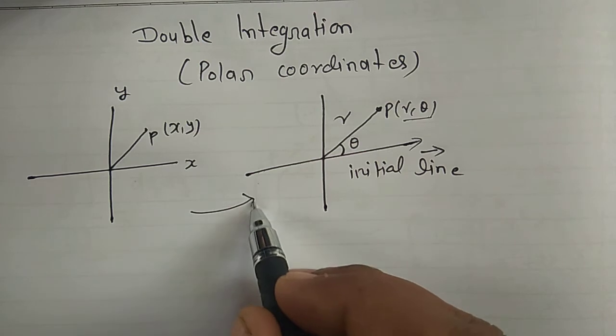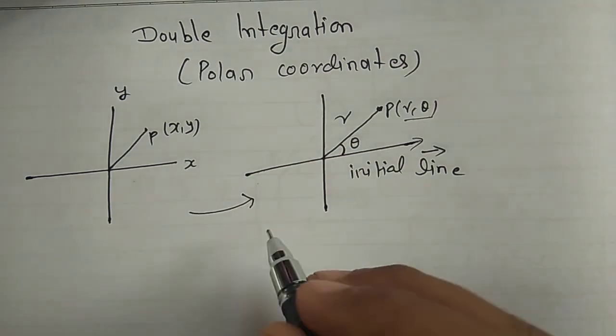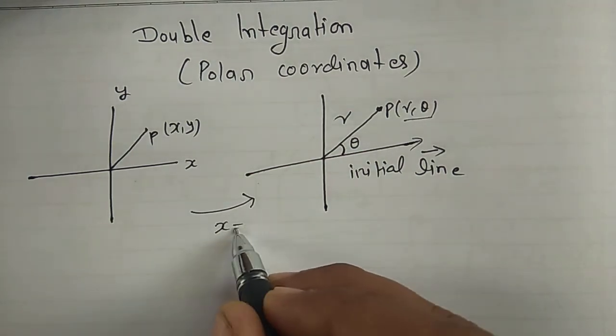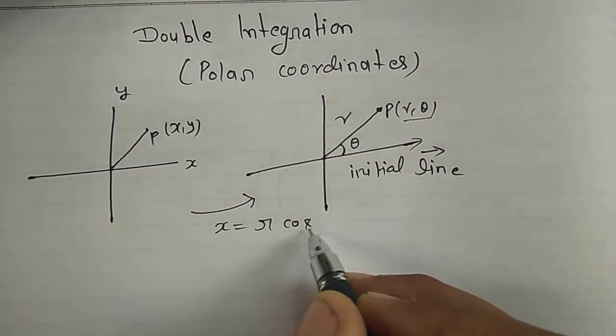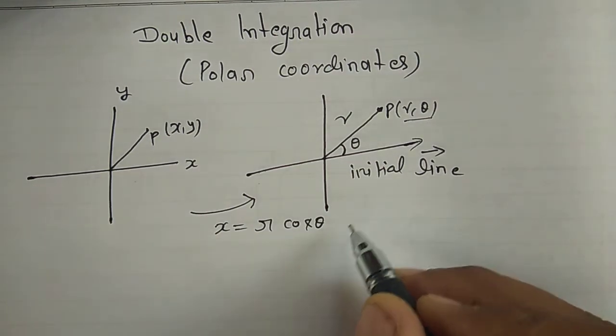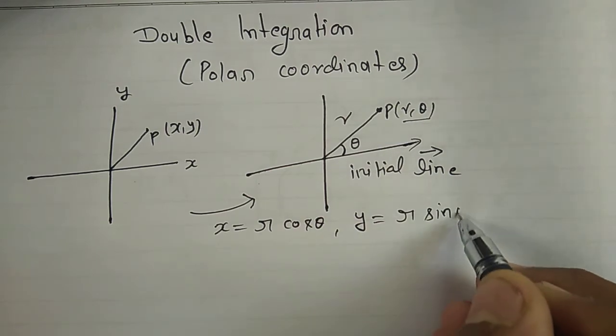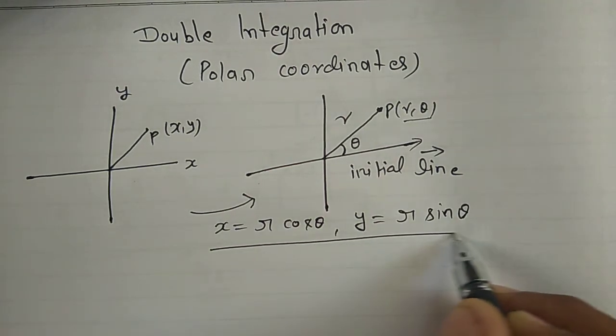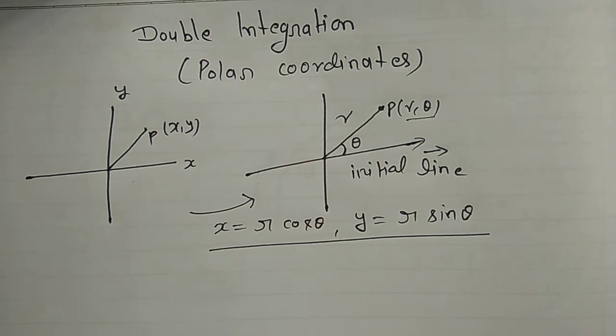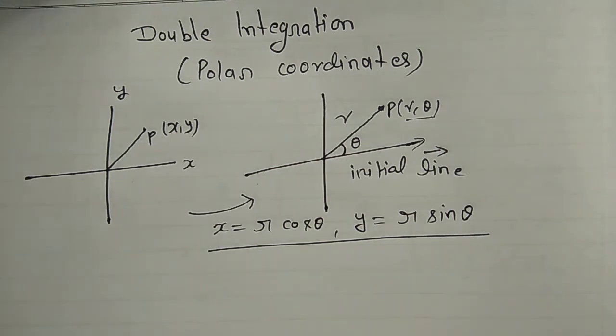So this is the polar coordinate, and the transformation from Cartesian coordinate to polar coordinate is x equal to r cos theta and y equal to r sin theta. This is the transformation equation from Cartesian coordinate to polar coordinate. So here we have (x, y), and there we will have (r, theta).